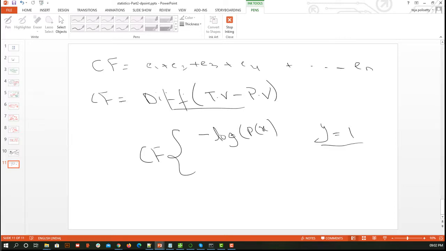Okay, this I have predicted. Now, minus log of 1 minus p of x will be my cost function when my y value is 0. I hope this is okay. The handwriting is kind of weird, but I hope you are able to understand.